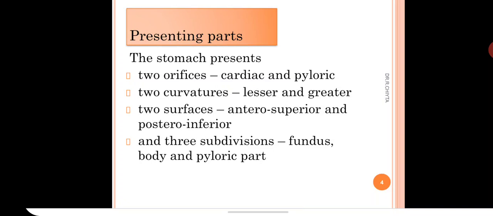So we have seen the situation, capacity and shape of the stomach. Presenting parts of the stomach. Stomach presents 2 orifices, cardiac and pyloric, 2 curvatures, lesser and greater, 2 surfaces, anterosuperior and posteroinferior, and 3 subdivisions, fundus, body and pylorus. We will see one by one. First, we will start with the orifices, cardiac and pyloric.